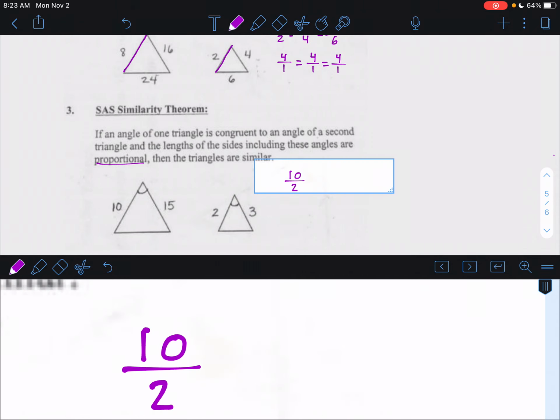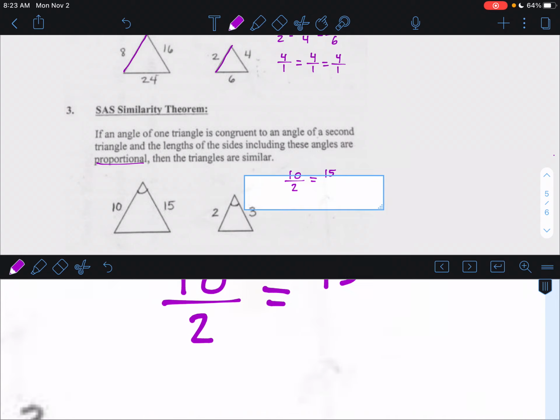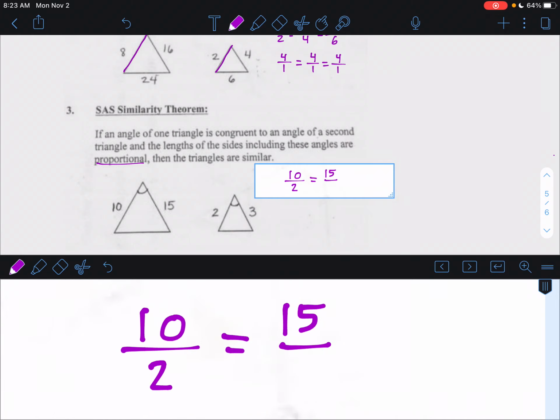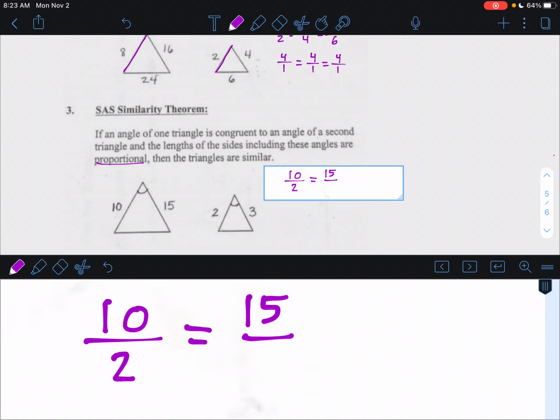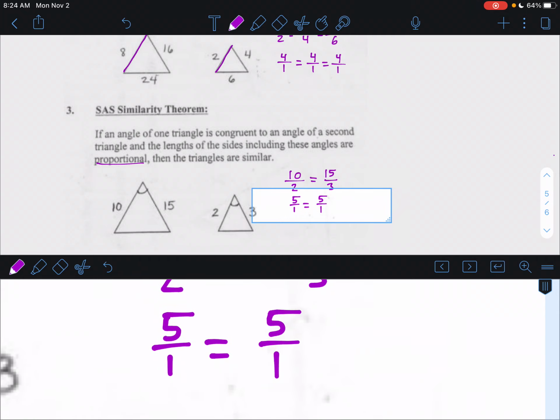And then 15 is the longer side length. I'm going to divide that by the longer side length of the other one, which is 3. So 10 over 2 is 5 over 1. 15 over 3 also reduces to 5 over 1. Since 5 over 1 equals 5 over 1, these are similar by SAS.